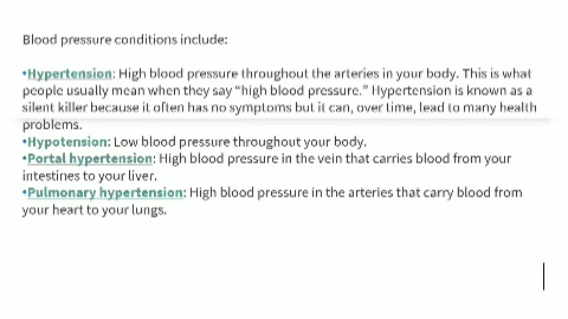Hypotension is low blood pressure throughout your body. Portal hypertension is high blood pressure in the veins that carry blood from your intestines to your liver. In pulmonary hypertension, there is high blood pressure in the arteries that carry blood from your heart to your lungs.